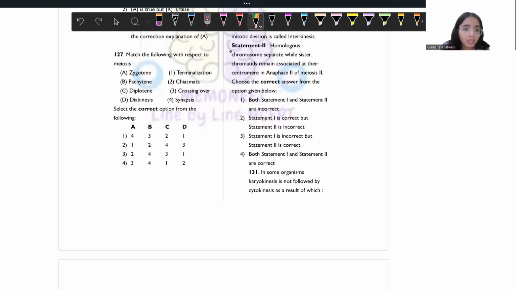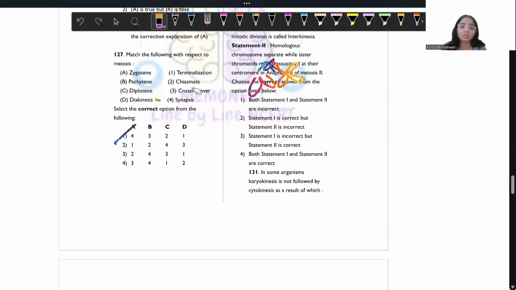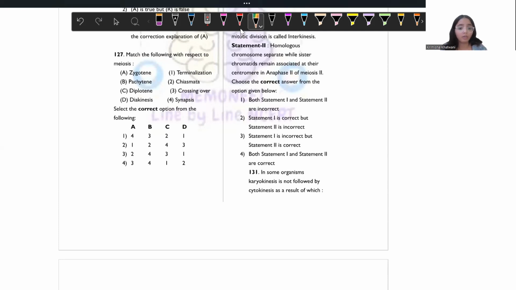In the diplotene stage we have chiasmata formation between two homologous chromosomes. And in diakinesis, terminalization means the chiasmata that are formed also get separated. So terminalization occurs in diakinesis. So A is 4, B is 3, C is 2, D is 1. So the answer to 127 is option A. Synapsis means pairing of homologous chromosomes.